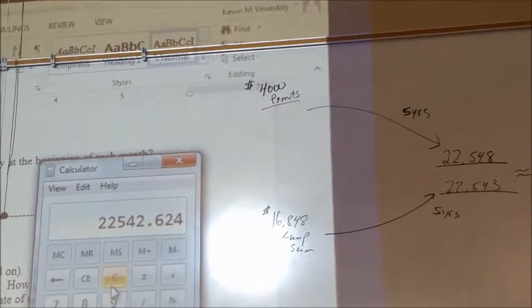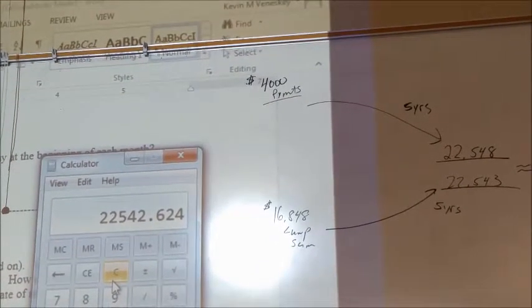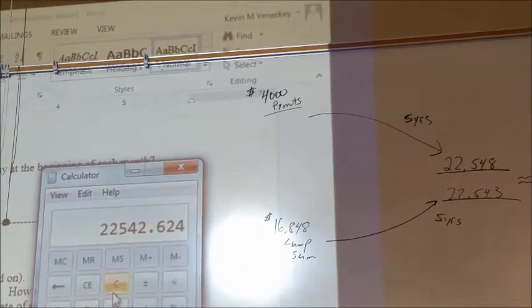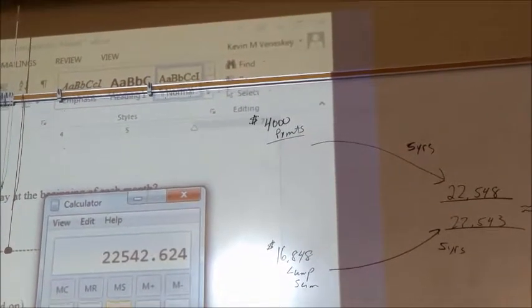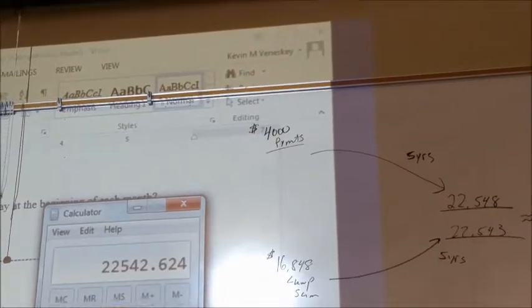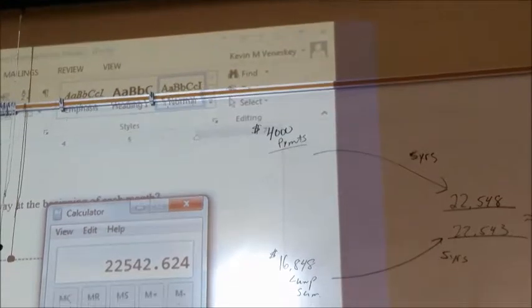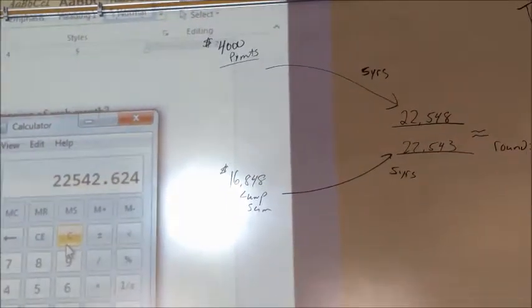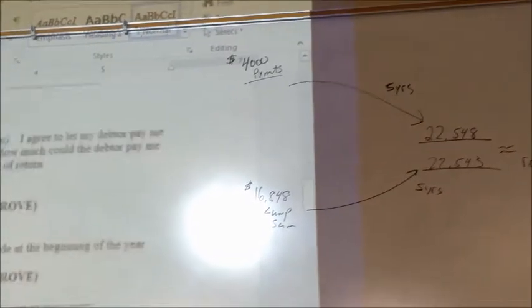So basically, it's the exact same amount, regardless of which method. And that's what I wanted to be able to prove. 16,848 is the exact same as receiving 4,000 a year for the next 5 years. What's the only difference then with number 8?